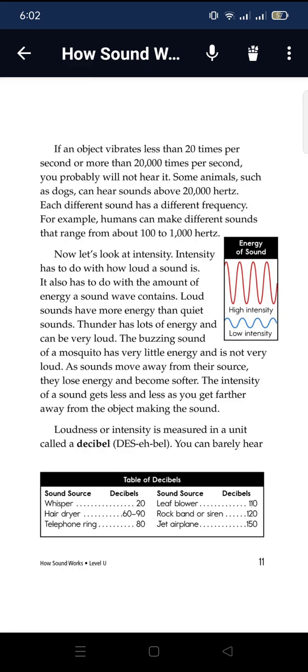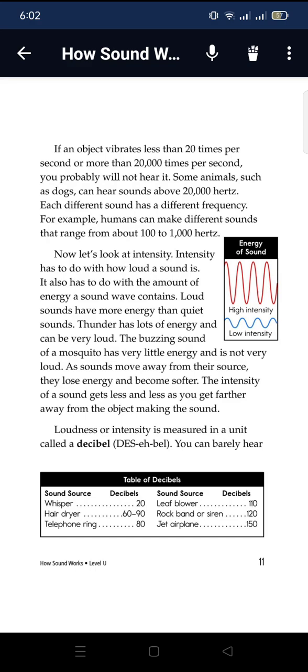Now let's look at intensity. Intensity has to do with how loud a sound is. It also has to do with the amount of energy a sound wave contains. A loud sound wave has more energy than a quiet sound. Thunder has a lot of energy and can be very loud. The buzzing sound of a mosquito has very little energy and is not very loud. As sounds move away from their source, they lose energy and become softer. The intensity of a sound gets less and less as you get farther away from the object making the sound.